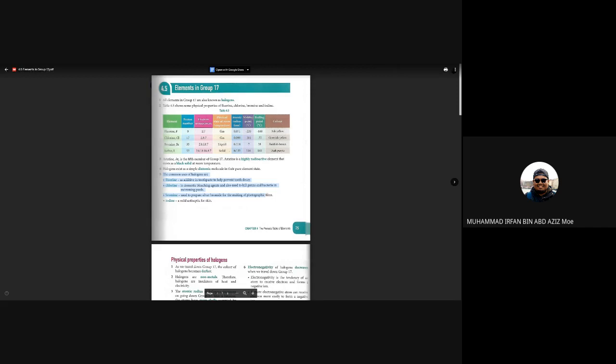Who is aware that iodine is in our table salt, the NaCl? Basically, when they harvest the NaCl, they will spray it with iodine. Because if our body does not have enough iodine, we will get swelling at our thyroid, or goiter, something like that.